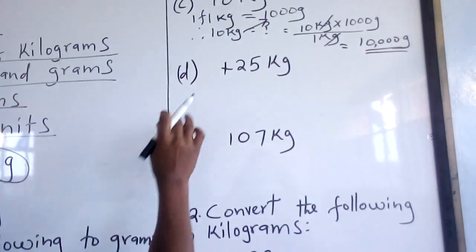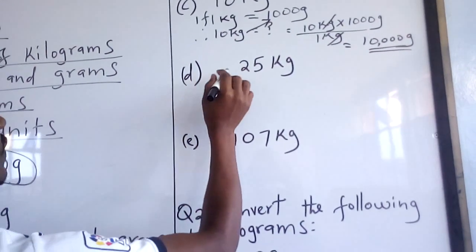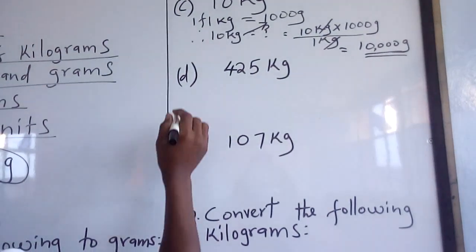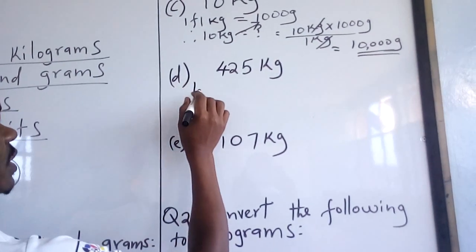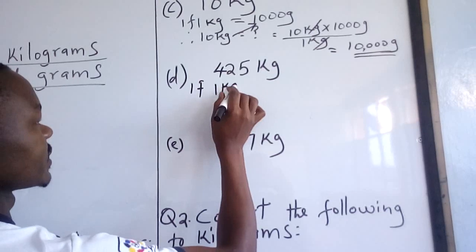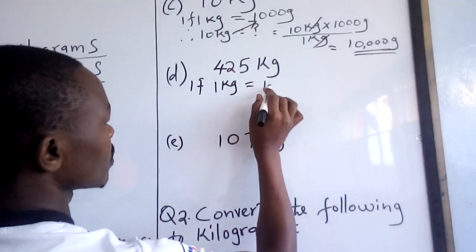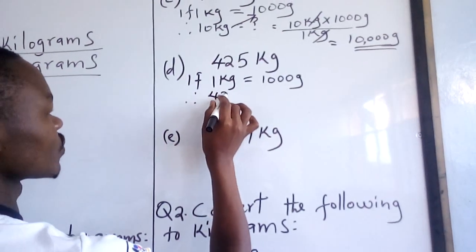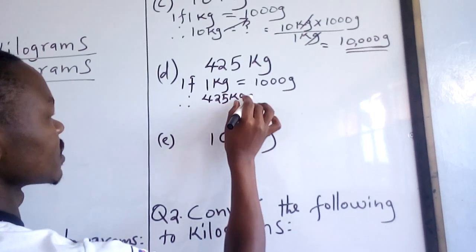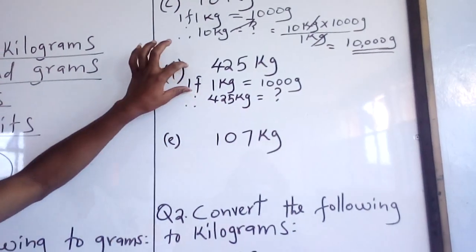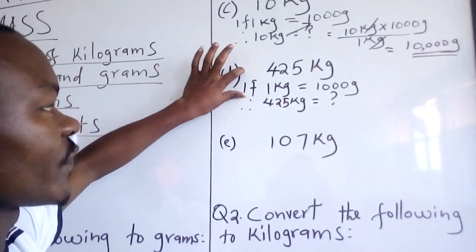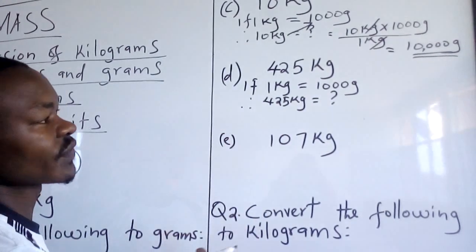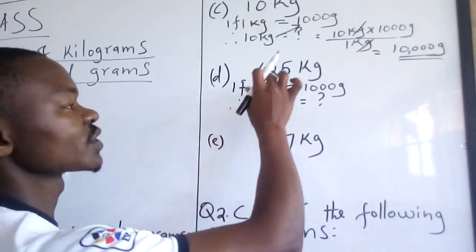Then come to this one. This is 425 kilogram converted to grams. So we shall say if 1 kilogram is equal to 1000 grams, what about 425 kilograms? This is the first statement that you have to write. If 1 kilogram is equivalent to 1000 grams, what about 425 kilogram? Because this is what we are converting into grams.